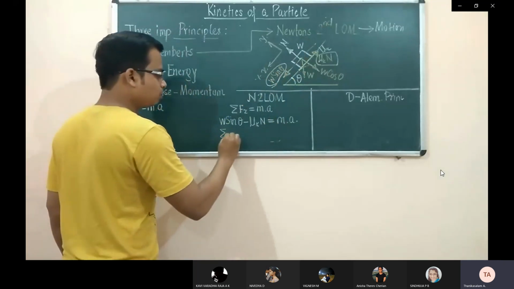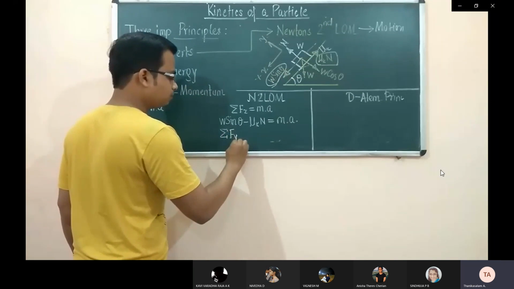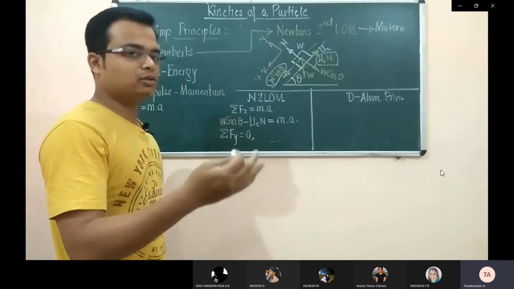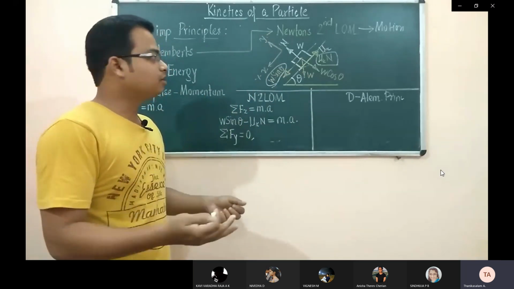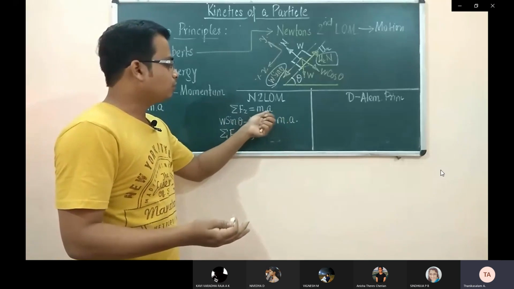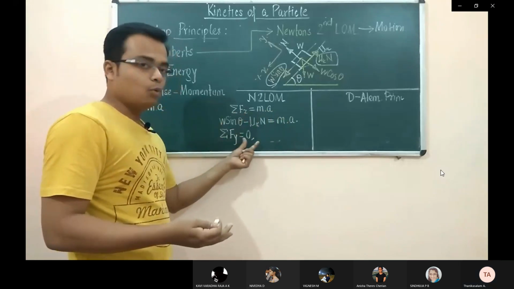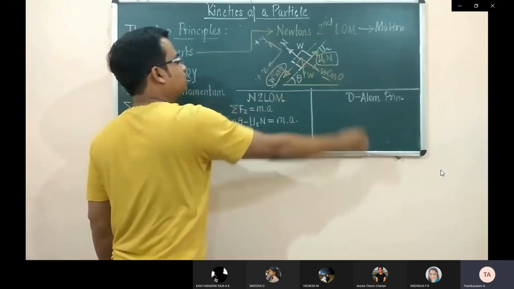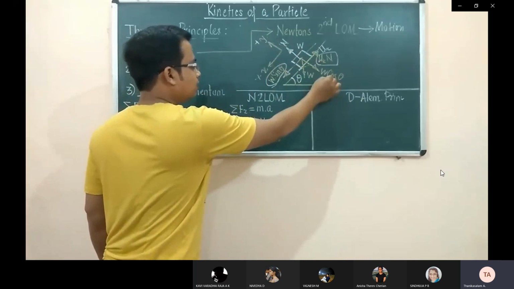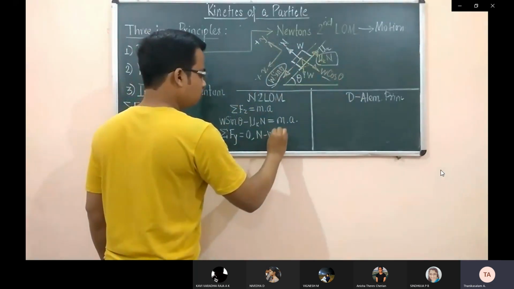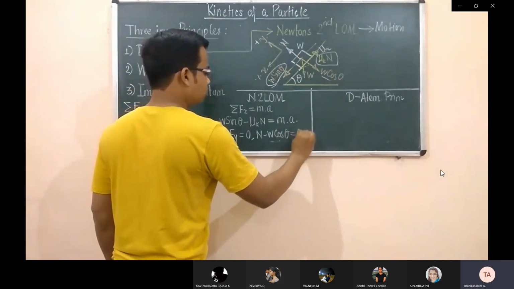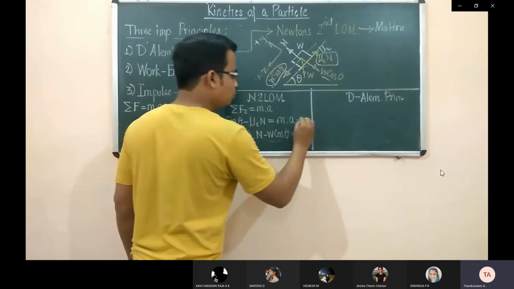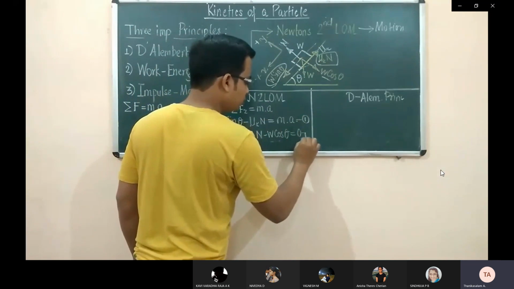Now, summation of all the forces in the y direction is equal to 0. Why? Because there is no movement. If there is no motion, then there is not going to be any acceleration, so acceleration is 0. If acceleration is 0, m into 0 is 0, so the summation of all the forces will be 0. Let's take this as positive and this as negative. So n minus W cosine theta is equal to 0. This is exactly how equations can be framed with the help of Newton's second law of motion. This is your equation 1, and this is your equation 2.